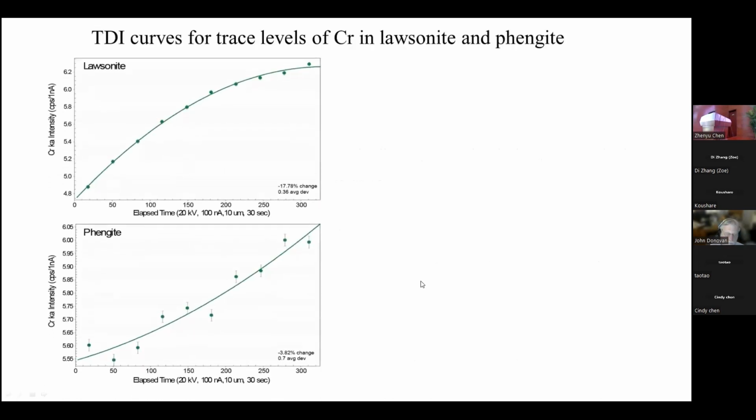Okay, and by the way, I was surprised to see this. Even trace elements have beam sensitivity. This is trace chromium in lawsonite, and here's also trace chromium in phengite. And these are just intensities, but this is showing over time there is a change in the linearity. So we're getting a positive slope in both cases. The longer we measure our trace element, the more apparent concentration we see. So obviously this needs to be corrected for.